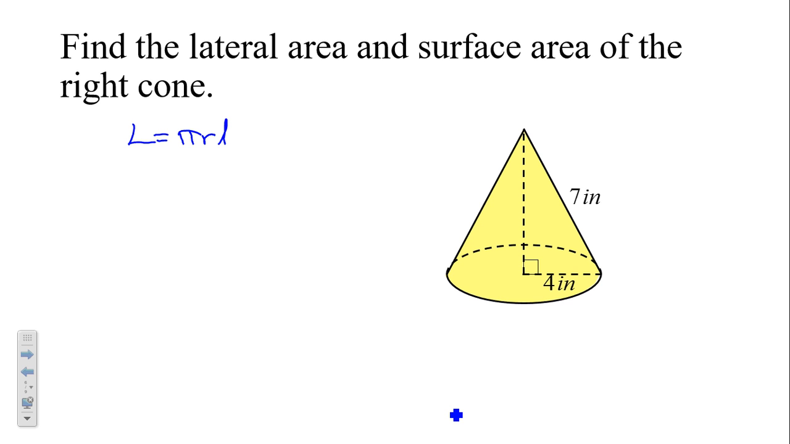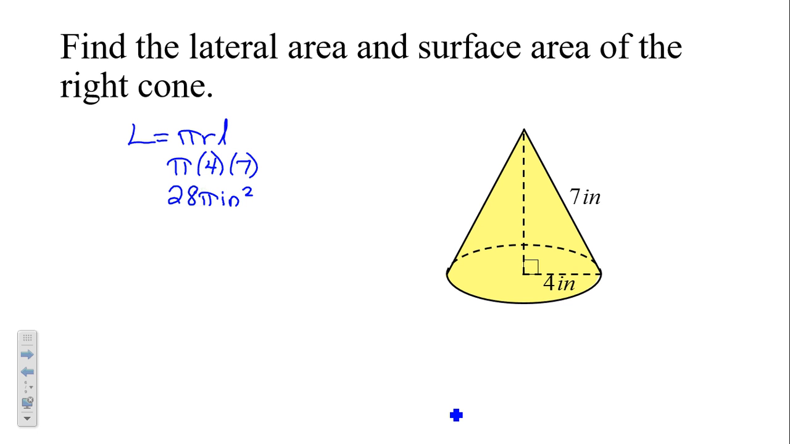All right, so what was R? So when we take 4 times 7, we get 28 pi square inches. Everybody get that?